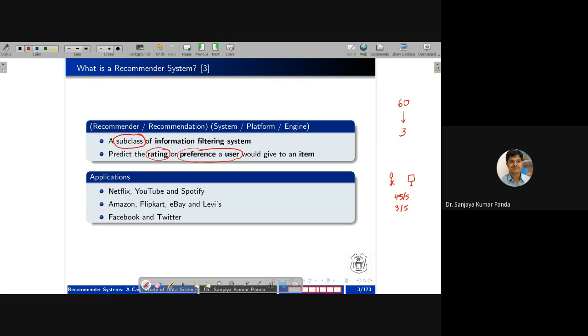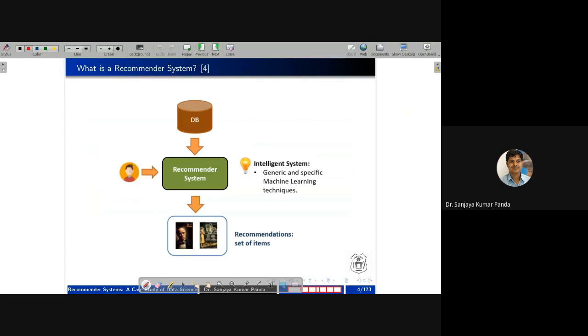Like Twitter also has a recommendation system. If you are interested in political news, it is going to suggest only political news. If you are interested in entertainment news, you will get entertainment news. Based upon your preference, based upon your previous history, it is going to suggest one particular item to the user, right?